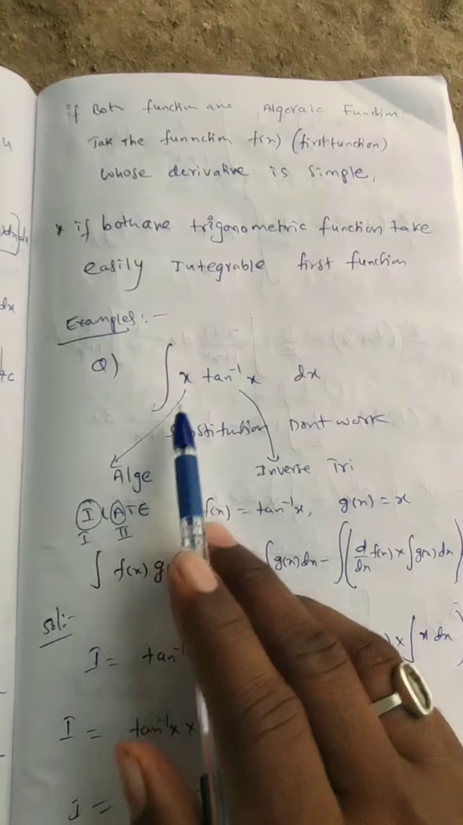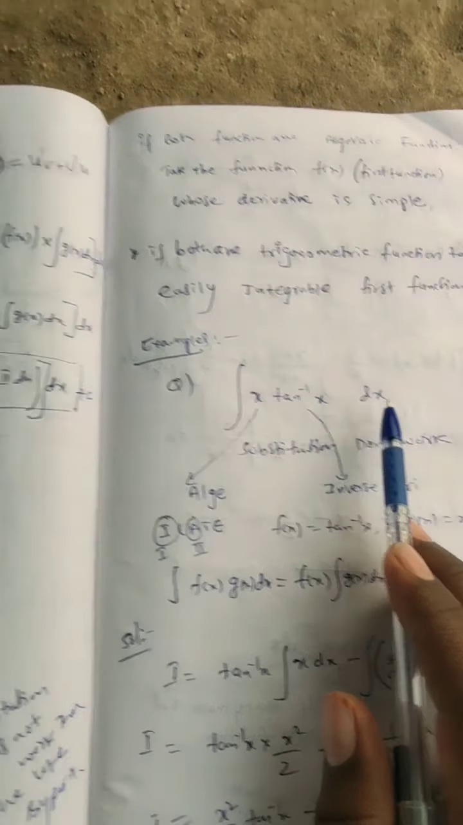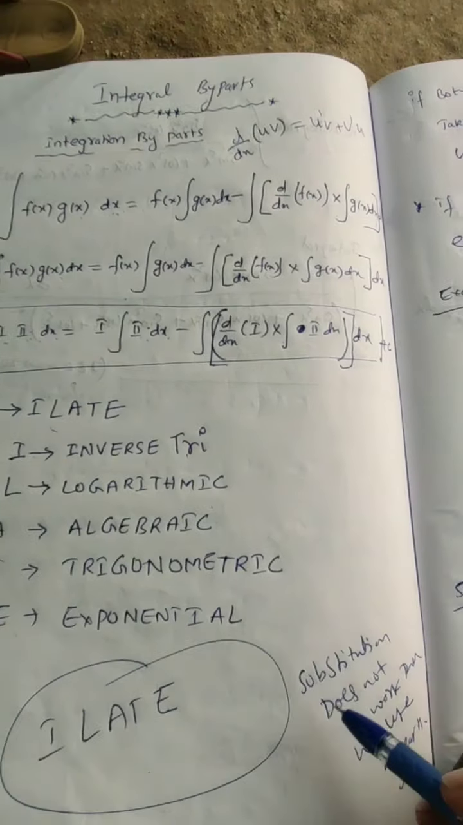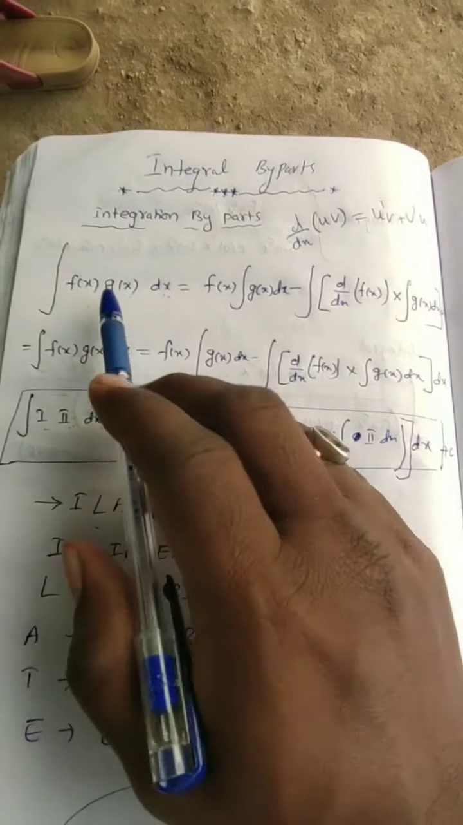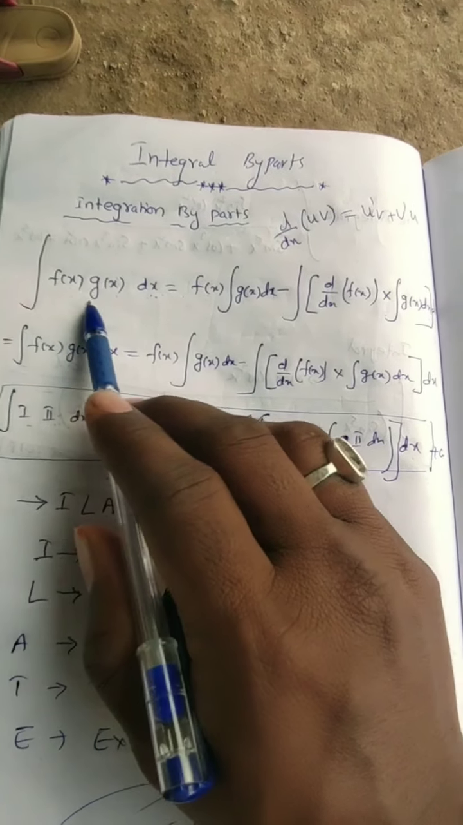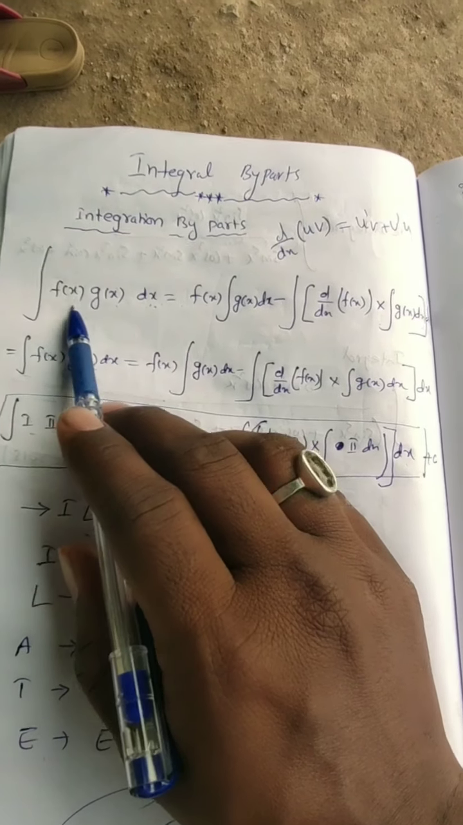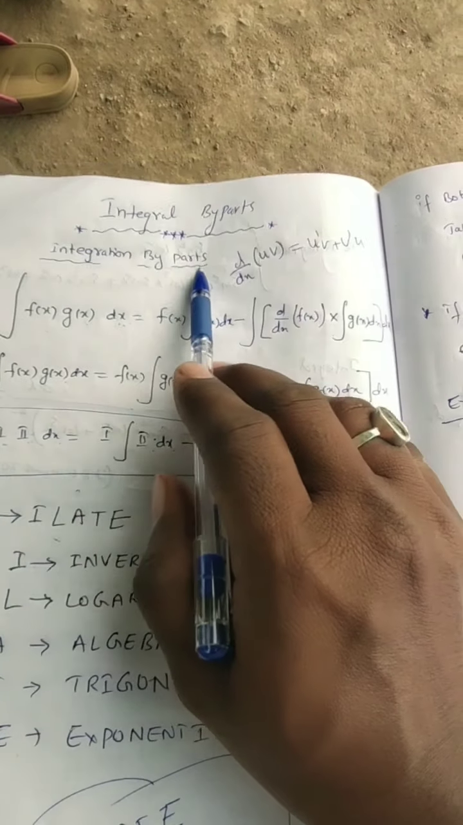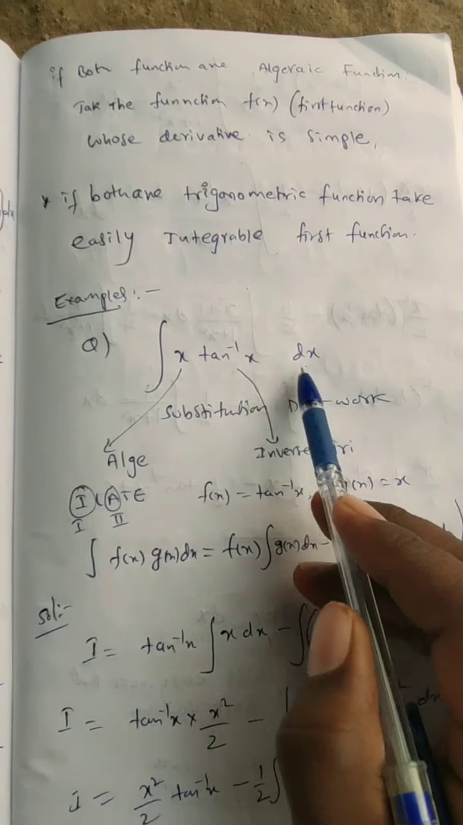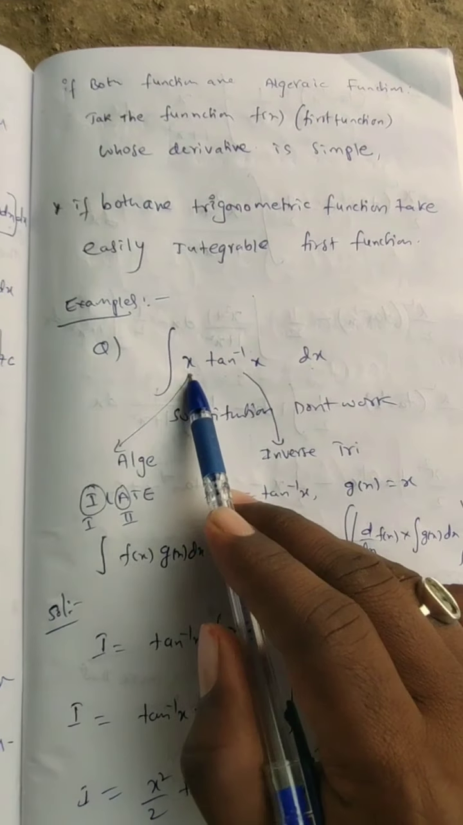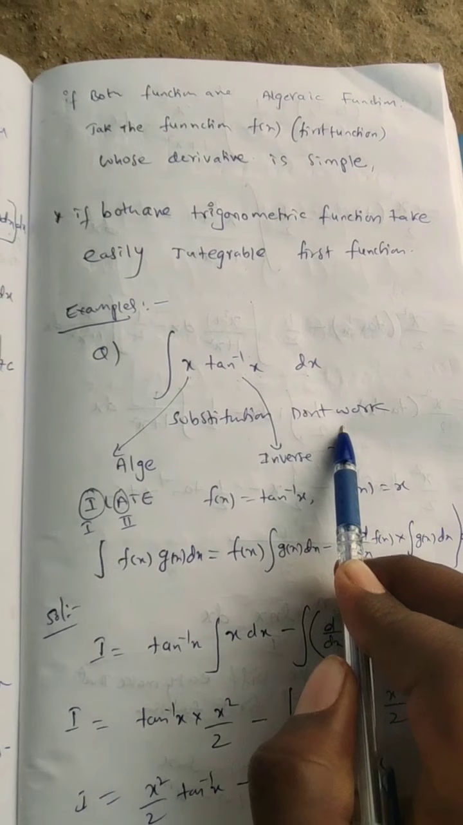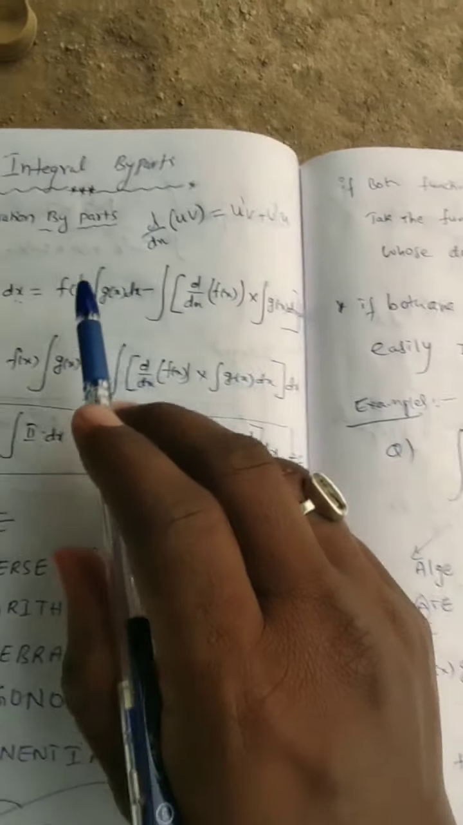Find the integration of x tan inverse x dx. One more thing: we use integral by parts when substitution is not working, meaning whenever you see a function and you cannot take t and use the substitution method. Here, for the integration of x tan inverse x dx, if I take anything as t, one function is not the differentiation of the other, so the substitution method does not work. So we use the by parts formula.